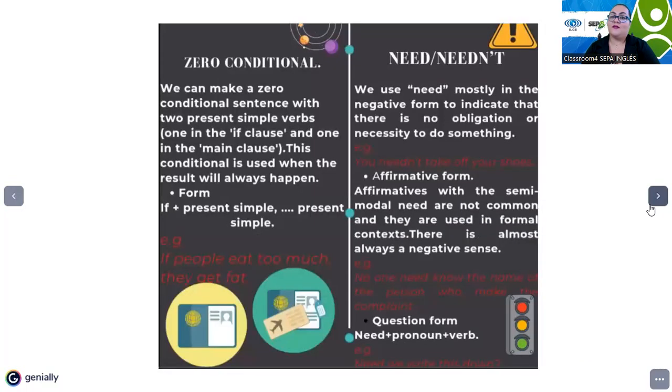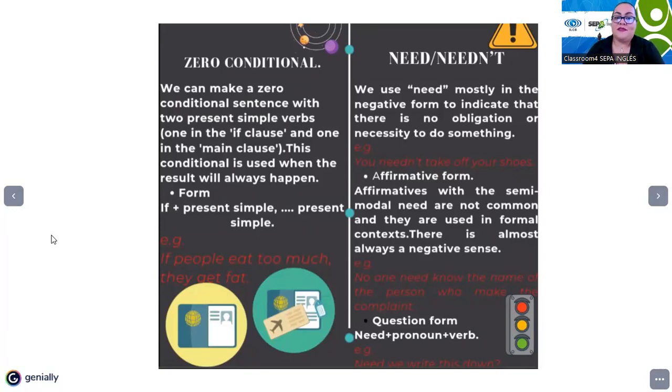And finally, we have the zero conditional and needn't. We can make a zero conditional sentence with two present simple verbs, one in the if clause and one in the main clause. This conditional is used when the result will always happen. Podemos hacer el cero condicional con dos verbos en presente simple. Uno es la if clause, la cláusula condicional, y una en la cláusula principal. Esta condición es usada cuando el resultado siempre ocurre o siempre pasará.